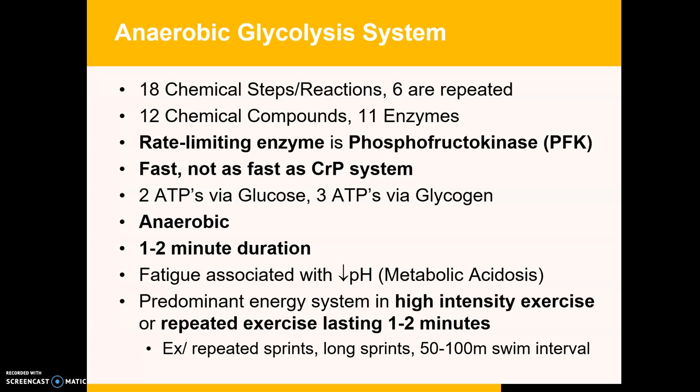2 ATP produced via glucose and 3 ATP produced via glycogen. And it is anaerobic, with a 1 to 2 minute duration. And fatigue is also associated with a decrease in pH, which causes a metabolic acidosis, and it is the predominant energy system in high intensity exercise, for example, sustained or repeated sprints.